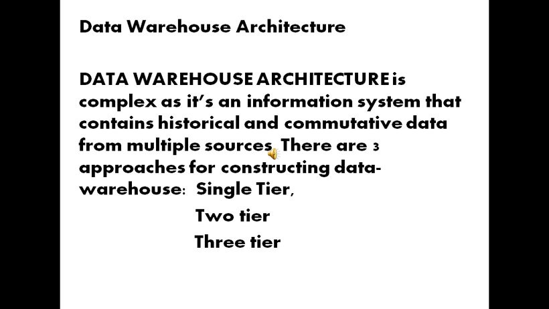Now, the architecture of a data warehouse is complex because it contains information from a historical period of time, and the data is accumulated from multiple sources. Hence construction is a big task. But there are three different approaches for constructing the data warehouse: single tier, two tier, and three tier. Next we'll go through each tier individually.